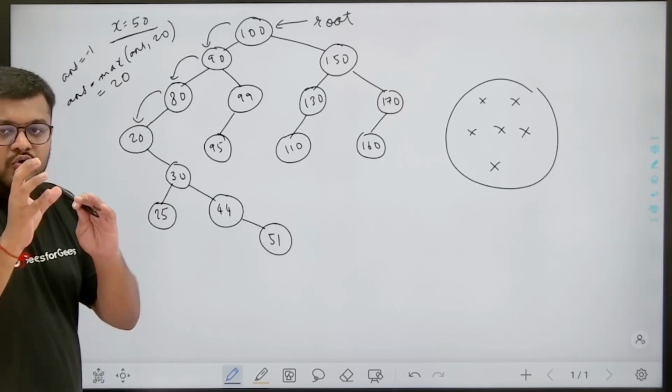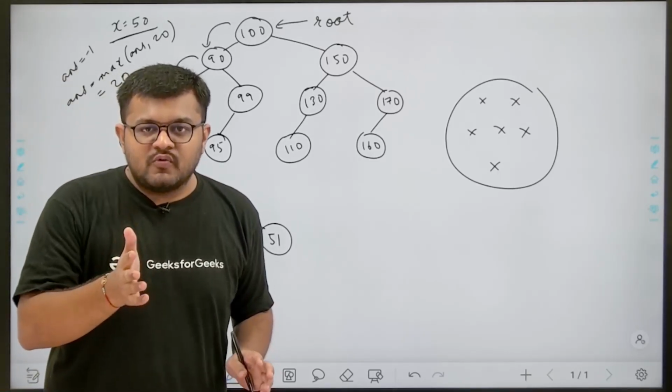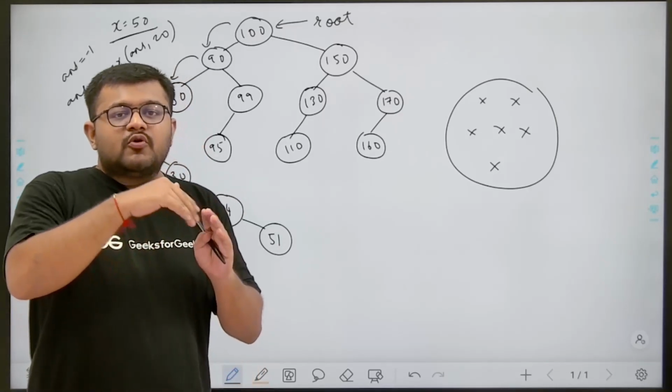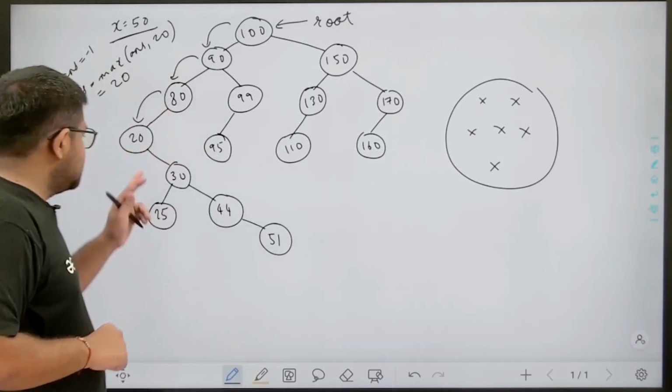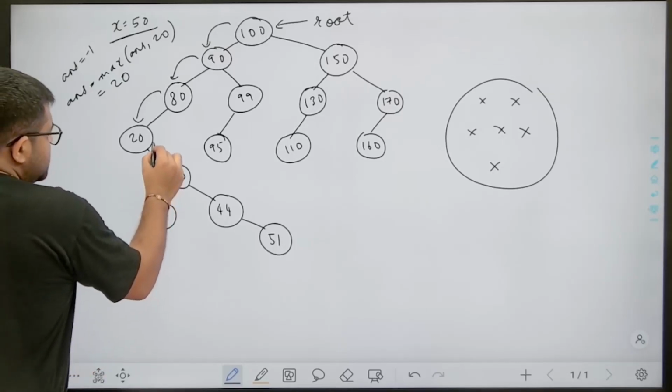Now if a node has value less than or equal to 50, then we will go to its right subtree. Why? You'll understand in the next step. So we come to its right subtree.